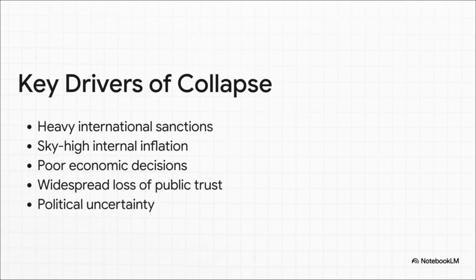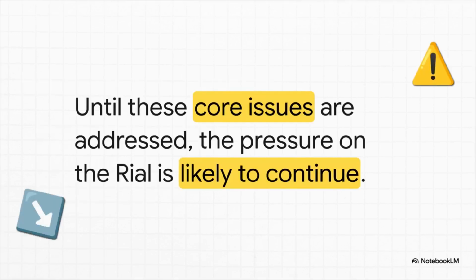And this entire crisis is happening under a dark cloud of political uncertainty that just scares away any hope of a real recovery. So the logical conclusion here is pretty clear, right? These aren't just surface-level problems you can patch up with a quick fix. Until these deep, interconnected issues, the sanctions, the inflation, and that broken trust, are dealt with at a fundamental level, the immense pressure on the Iranian rial is, well, it's almost certainly going to continue.